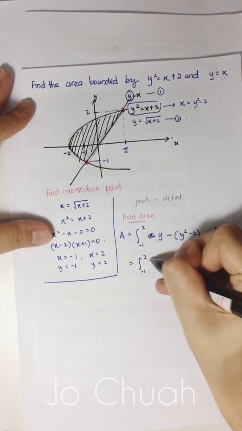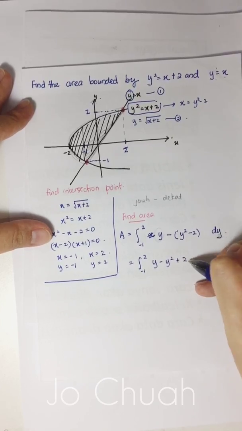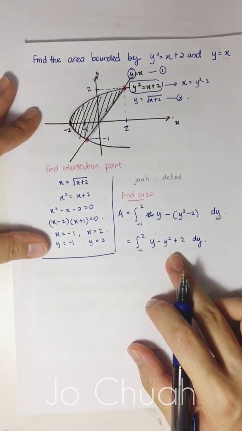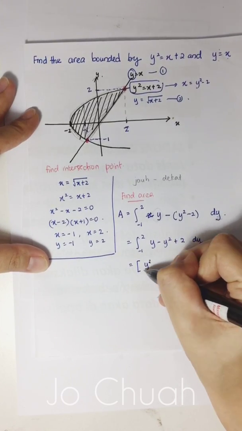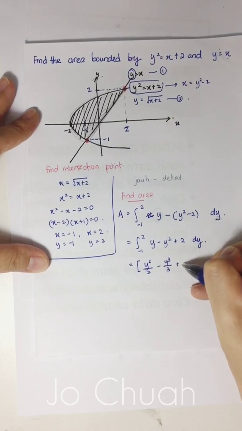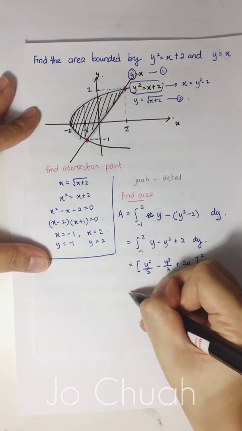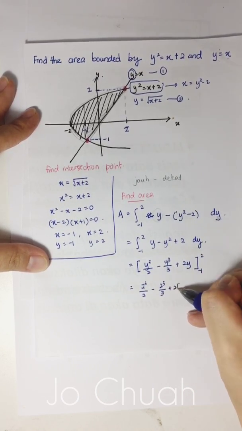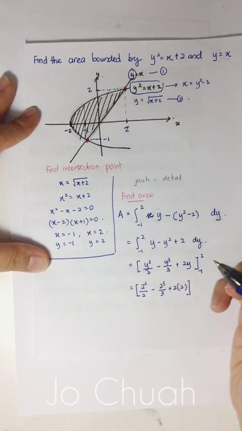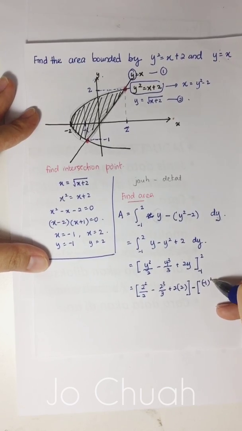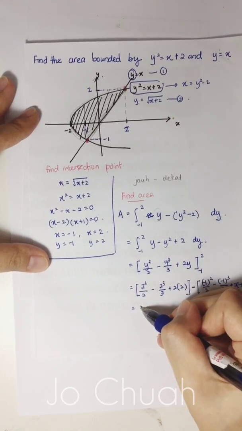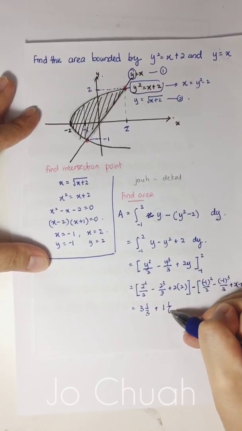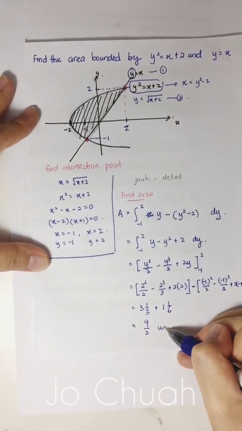Okay, quickly go through this integration. So it's y minus y squared plus 2, dy, and this is some simple integration. So I'm just gonna do y squared over 2 minus y cubed over 3 plus 2y, the integral from -1 to 2. So you're just gonna put in all the values. Plus 2 for the upper limit, it's important for you to show the substitution. Minus, -1 squared over 2 minus -1 cubed over 3 plus 2 times -1, close bracket. And I'm gonna get 3 1/3 plus 1 1/6, which is actually 9/2 unit squared.